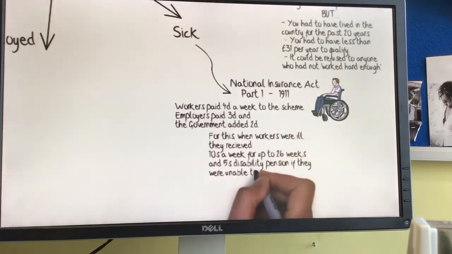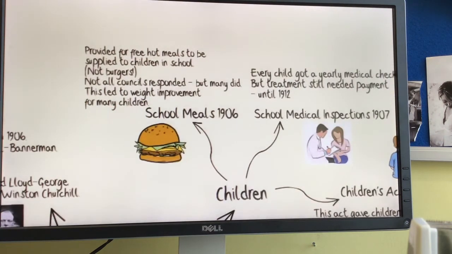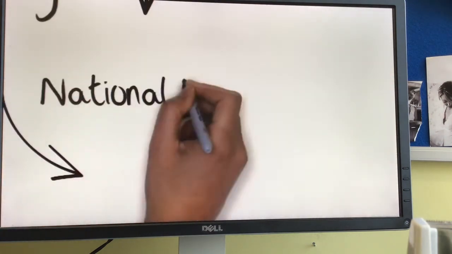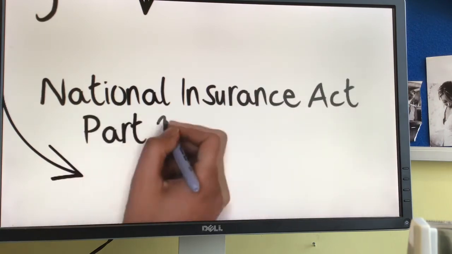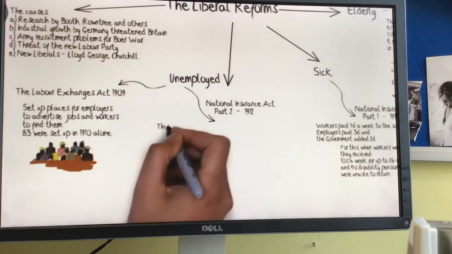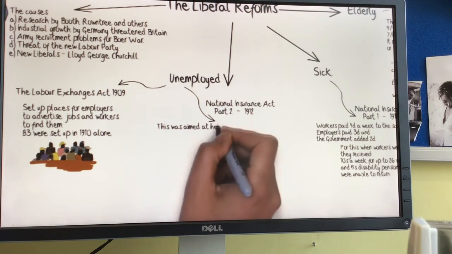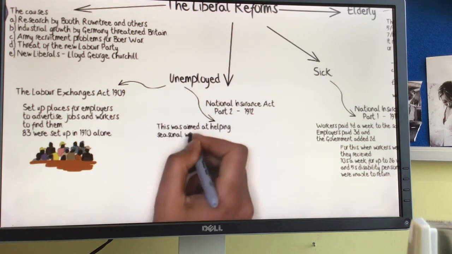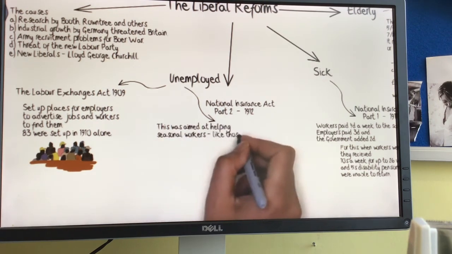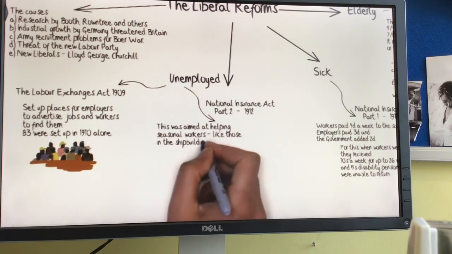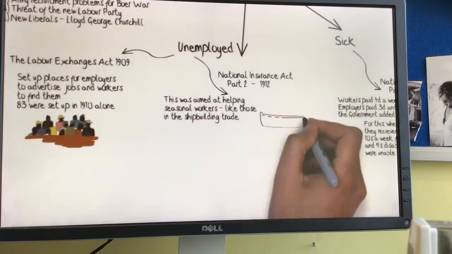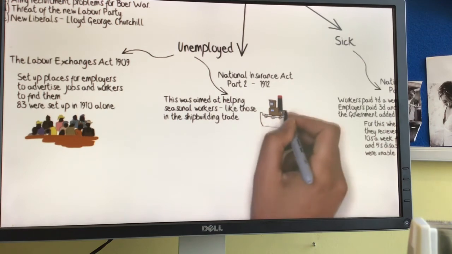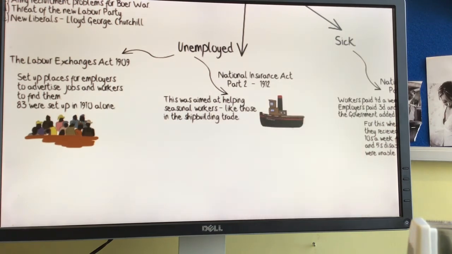National Insurance Act Part 2 in 1912 turned its attention again to the unemployed. It was aimed at helping seasonal workers, like those in the shipbuilding trade. For a similar payment into the scheme, when unemployed, those who belonged to the scheme could claim 7 shillings a week unemployment pay for up to 15 weeks.